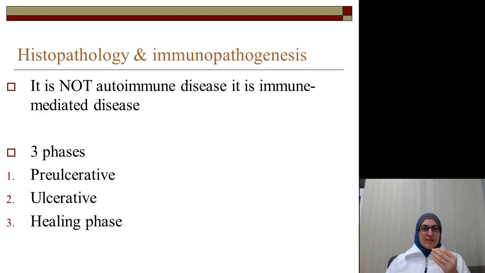So what happens? What goes wrong? We know it is idiopathic, we know there is a genetic factor, but what goes wrong to make this patient susceptible to develop RAS? The immune system, the hyperactivity of the immune system. So we call this condition an immune-mediated disease. It is different than autoimmune. In autoimmune, there are autoantibodies produced by the immune system that attack self-antigens. So you can locate and see these antibodies.